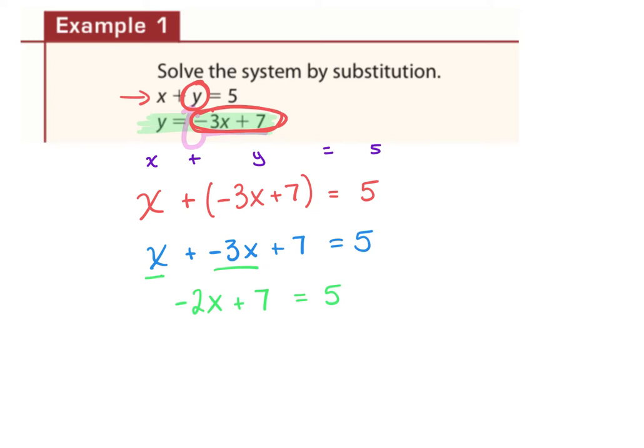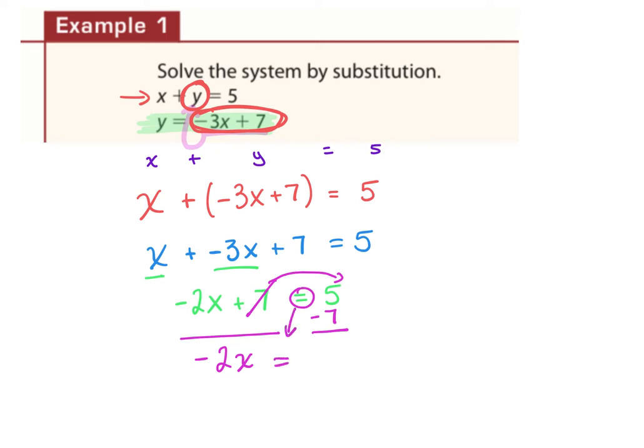I need to move what over? The 7. If I move it to the other side, it's going to change signs. It is a plus 7, so it needs to be a minus 7. I have moved it so it is away from this side. I just have a negative 2x left here. Make sure you bring down your equal sign.